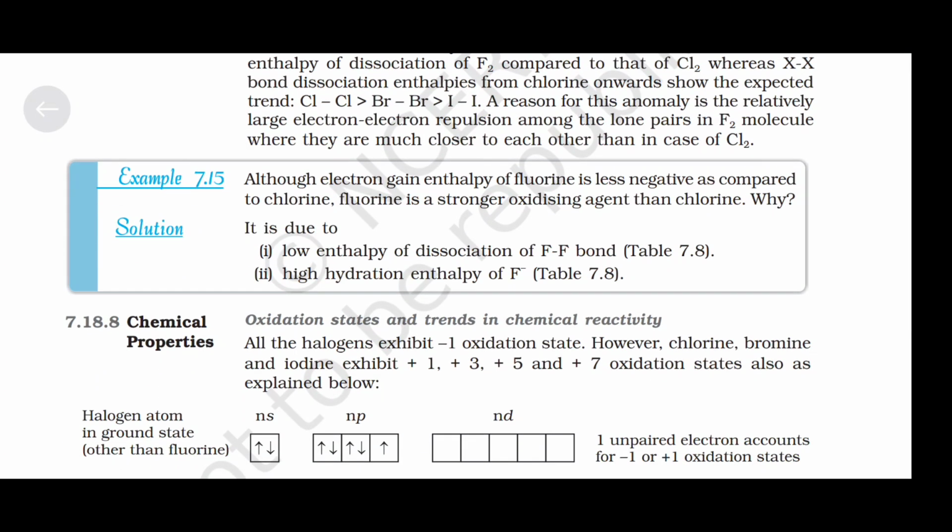Example 7.15. Although electron gain enthalpy of fluorine is less negative as compared to chlorine, fluorine is a stronger oxidizing agent than chlorine. Why? The answer is it is due to low enthalpy of dissociation of fluorine-fluorine bond. Second, high hydration enthalpy of F minus.